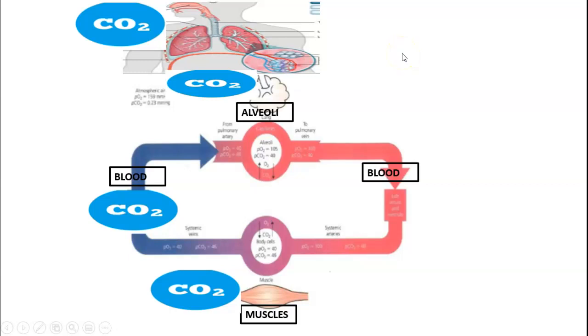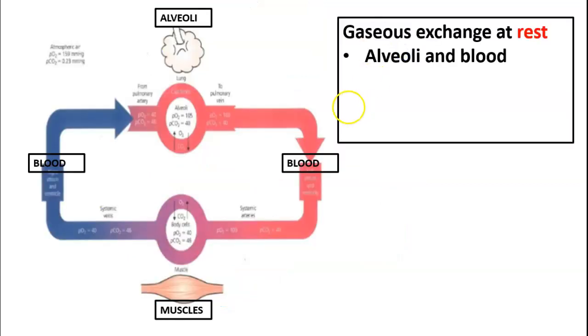What we're going to do now is zoom in a little bit more intricately to see how we answer questions on this. So first thing we're going to look at is gaseous exchange at rest, and we're going to look at site number 1, which is between the alveoli and blood. So this is our alveoli, this is the blood here that comes all the way around to here. So we're looking at how we get oxygen from here to here, and we're looking at how we get CO2 from here to here, so we can breathe it out. That's our focus, alveoli and blood. That is our first section. Let's have a look at how it works.